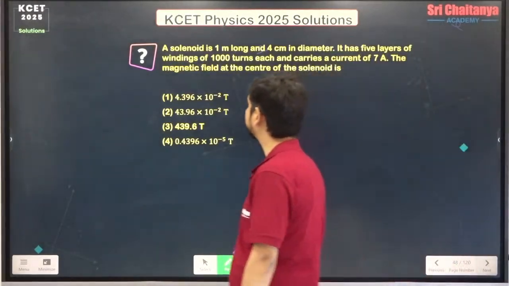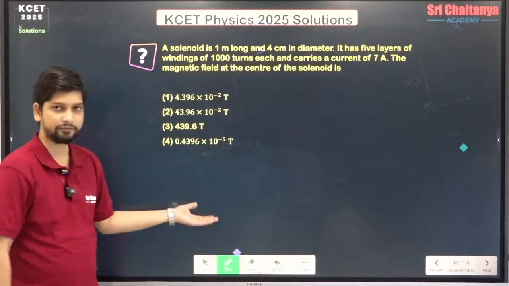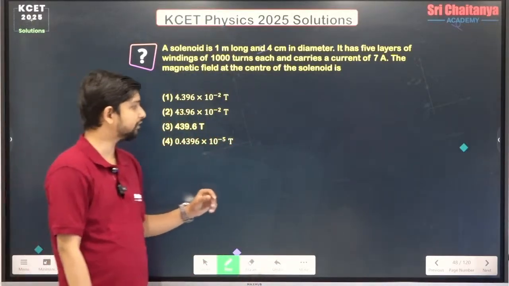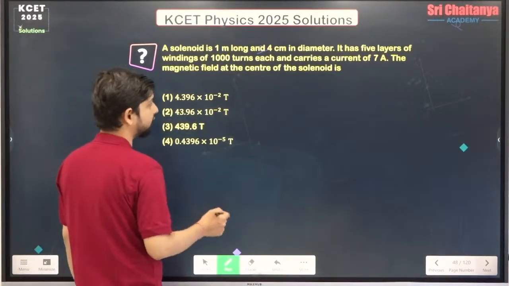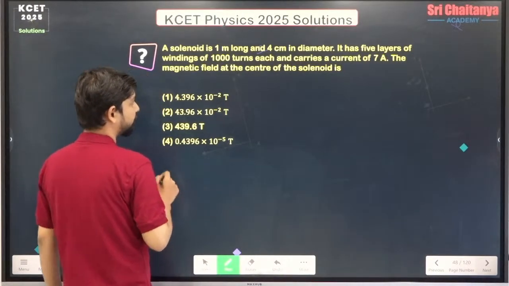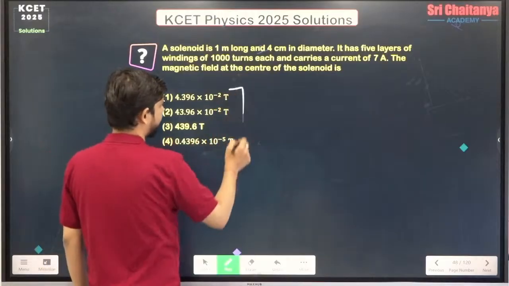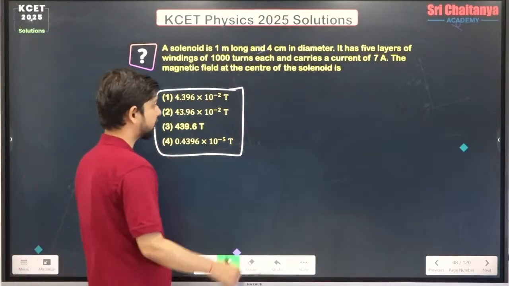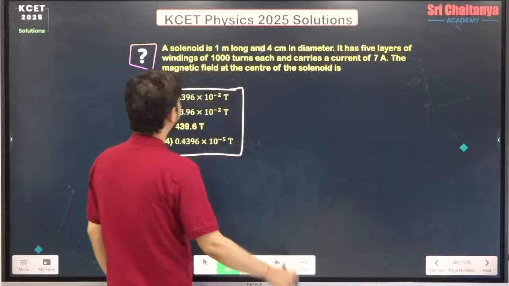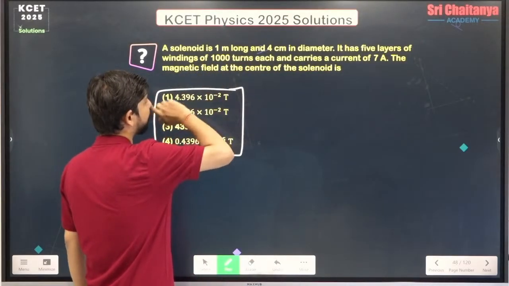Now the next question, a solenoid. It's again from the 12th class syllabus. 40 questions are asked from the 12th class syllabus this year. So whenever you write the KCET next time, make sure that you go through the class 12 syllabus thoroughly. So here a solenoid is 1 meter long and 4 centimeter in diameter.